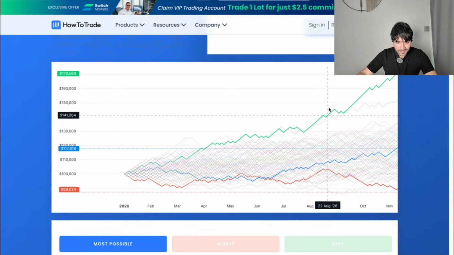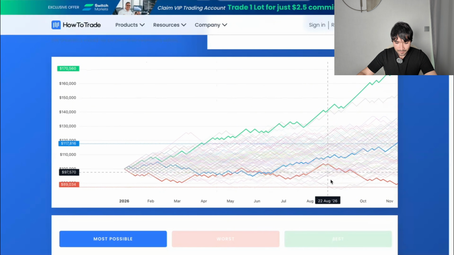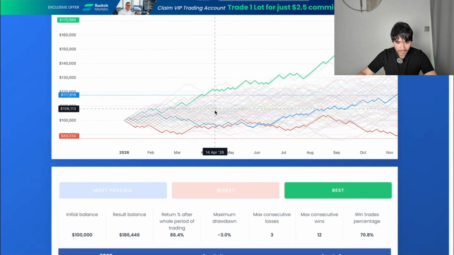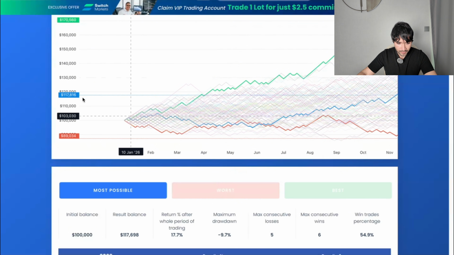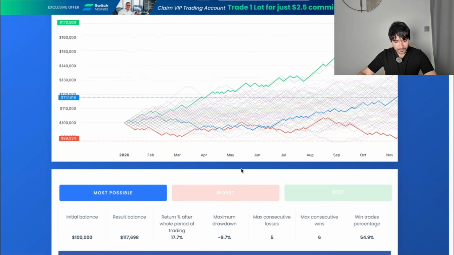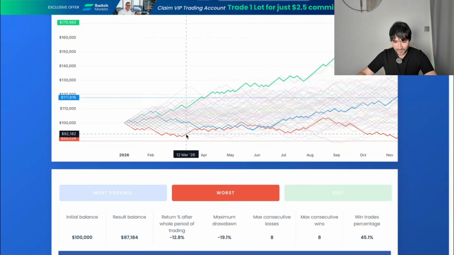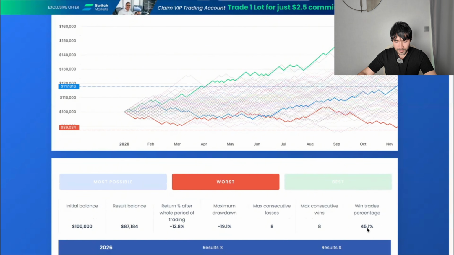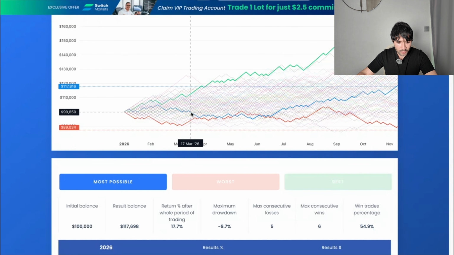Okay, awesome. So what you guys can see here, this green line denotes the best case scenario. This blue line here denotes the most possible scenario, which is really what we're going to keep our eye on here. Of course, self-explanatory is this red line here, and it is the worst case scenario where the strategy is performing way below the true win rate, which can happen. It's not probable, but it's important to consider when you're about to deploy capital and trade a system. But anyway, let's look at the most possible results.